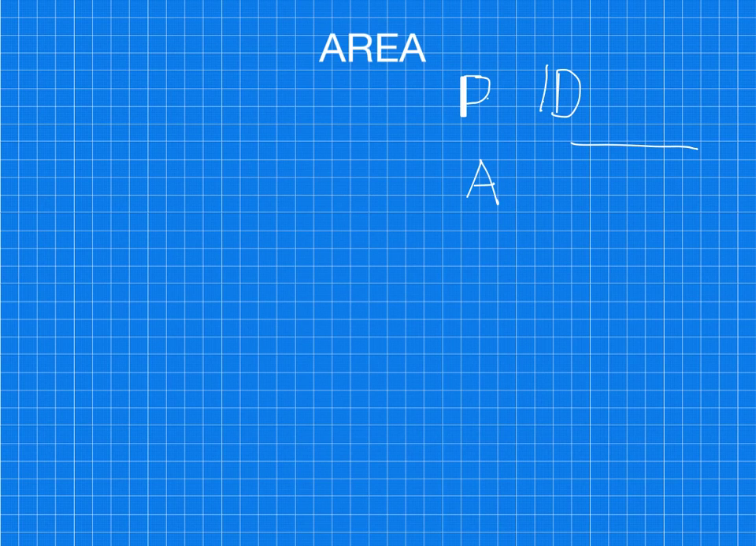Area is of 2D shapes. They have two dimensions. They have a length and width. So they go in this direction, but they can also go in this direction, okay? So for example, that's just a triangle.